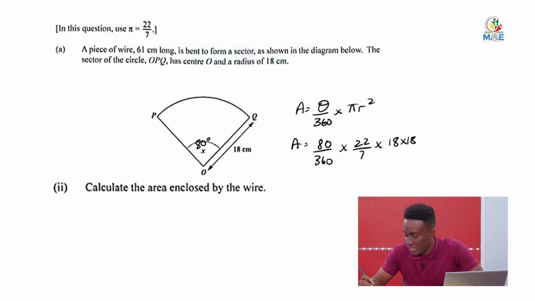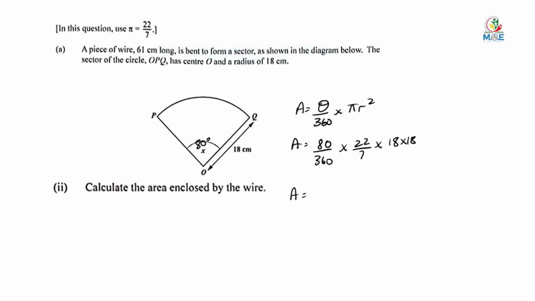So we can multiply everything at the top. We can have 80 multiplied by 22 multiplied by 18 multiplied by 18. That would give me 570,240, all divided by 360 multiplied by 7, which would be 2,520. So the area would therefore be equal to, when we divide these two, 226.2857. So we can say the area is approximately 226.3 cm squared. And that would be the area, as easy as that.